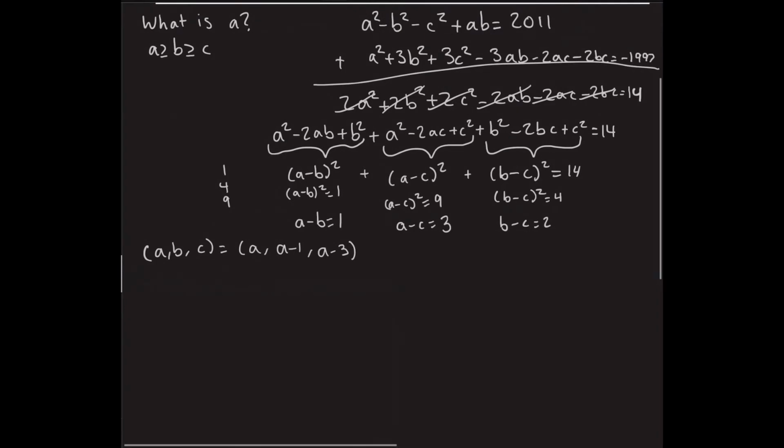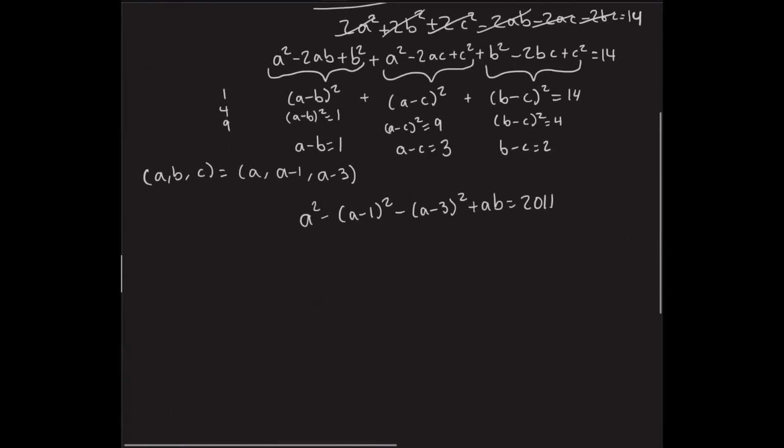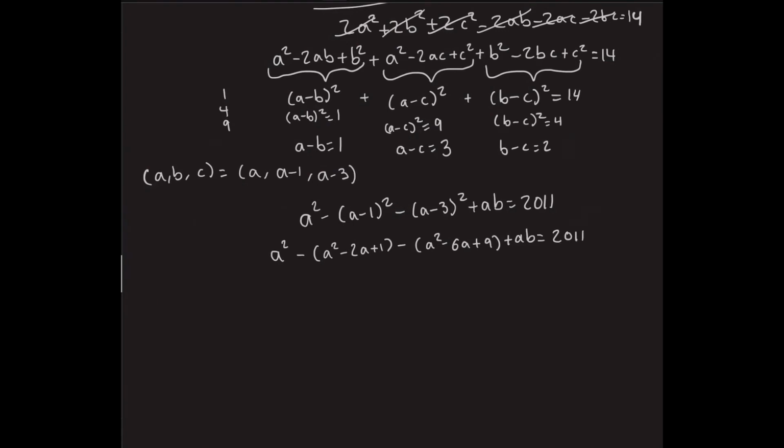So plugging these in, we're going to get a squared minus b squared, but we wrote b as a minus 1. So a minus 1 squared, minus c squared, which is the same as minus a minus 3 squared. And finally, plus ab. And this is equal to 2011. And so distributing each of these, we're just left with a squared here. And then we'll get minus the quantity of a squared minus 2a plus 1, minus the quantity of a squared minus 6a plus 9, and then just this plus ab right here. And this is equal to 2011.